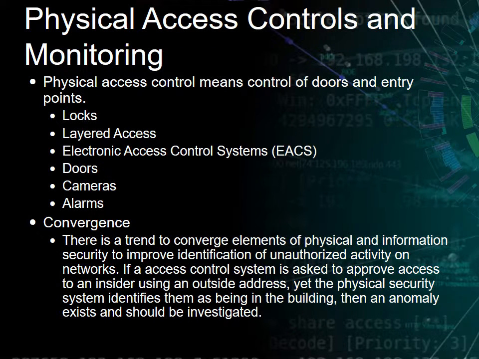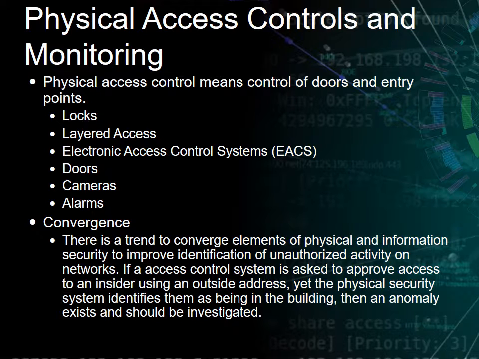Physical access controls and monitoring. Physical access controls means the control of doors and entry points. This includes locks, layered access such as man traps, electronic access control systems such as keypads and badge readers and things of that sort, doors, cameras, and alarms.